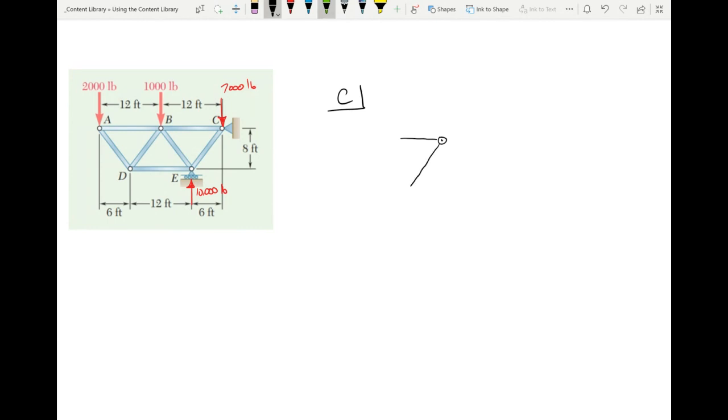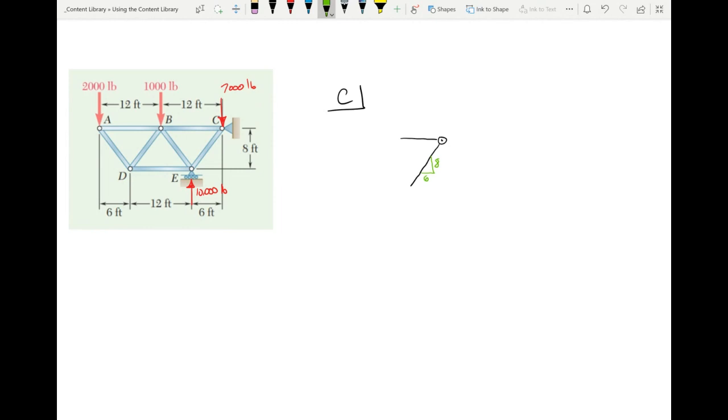Now, one of the things that we're going to talk about is the slope ratio of that member, because you can see that that member is on a 6-to-8 slope ratio. Can you see that from the diagram? Let me write that a little clearer. A 6-to-8 slope ratio. All right.